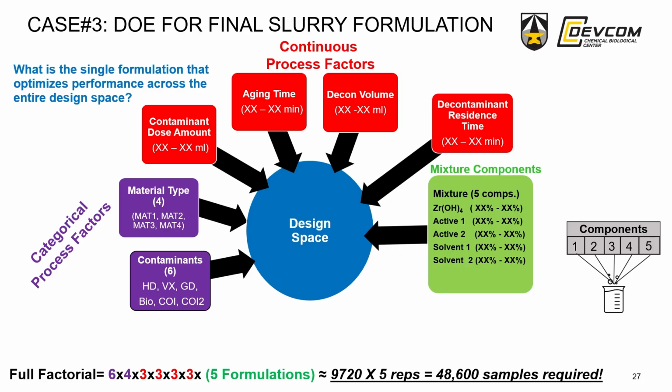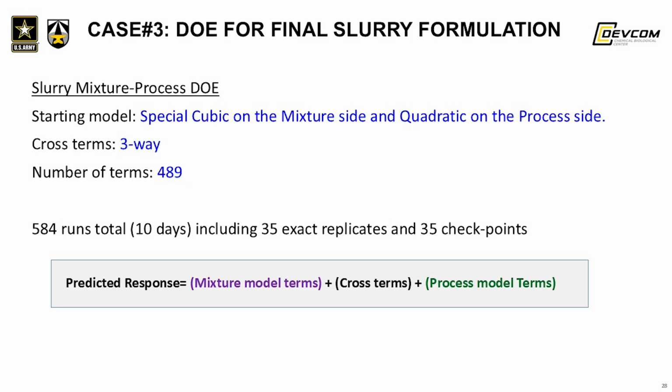So that just shows you that this problem could not be solved by brute force, or it was not going to be solved. And if we did that, what would we actually know? We would only know what happens with those 5 discrete formulations. We wouldn't have a predictive model. Of course, we did a mixture process DOE.